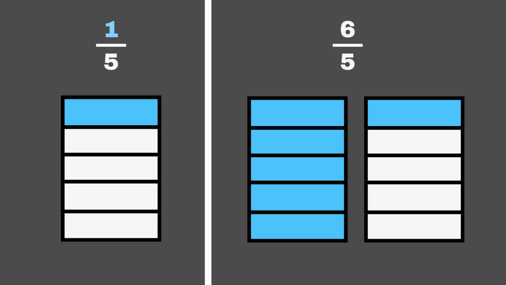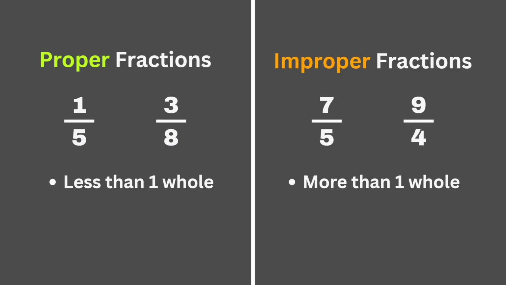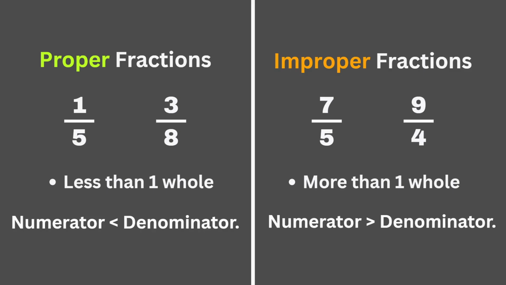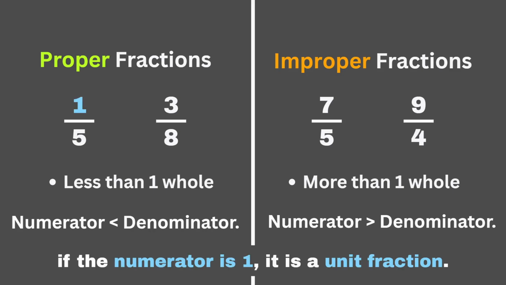Let's summarize. Proper fractions are less than one whole. Improper fractions are greater than one whole. In proper fractions, the numerator is smaller than the denominator. In improper fractions, the numerator is greater than the denominator. And if the numerator is 1, the fraction is called a unit fraction.